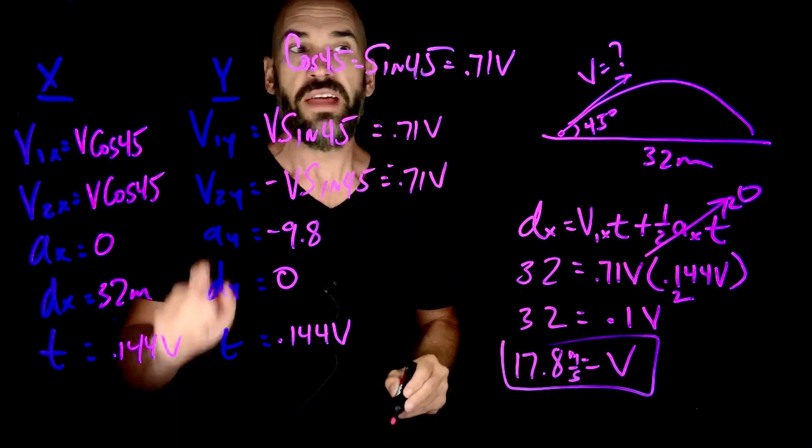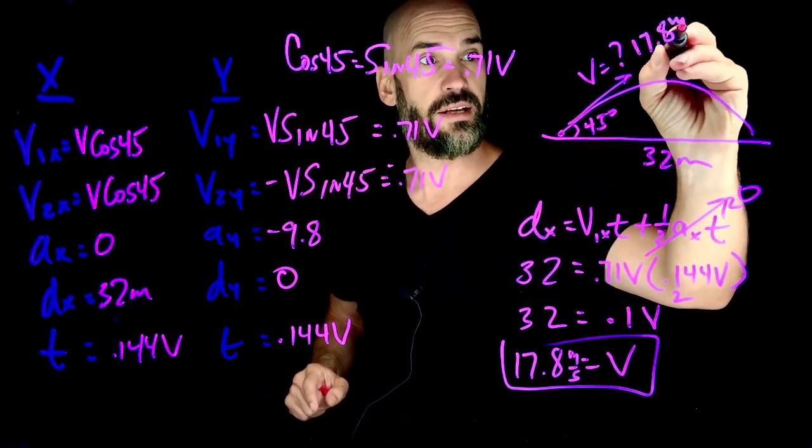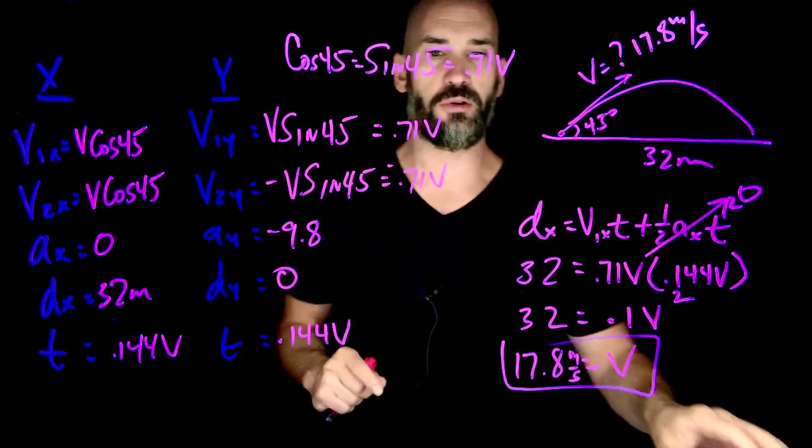Cool. So I know that my initial launch speed, both on the Moon and on the Earth, is 17.8 meters per second. All right, cool. Now we can go ahead and solve for the gravity on the Moon.